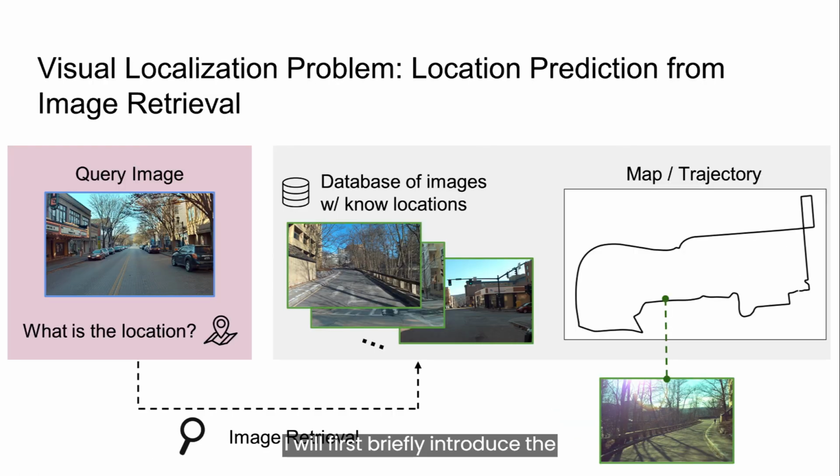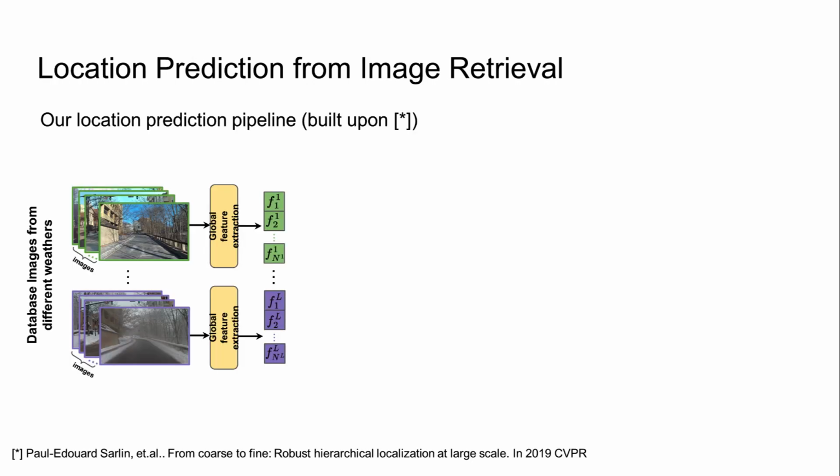I will first briefly introduce the problem of visual localization. Suppose we have a database of images with known locations. Given a query image of unknown location, we retrieve the closest image from the database and use its location as the prediction. I will now explain our location prediction pipeline.